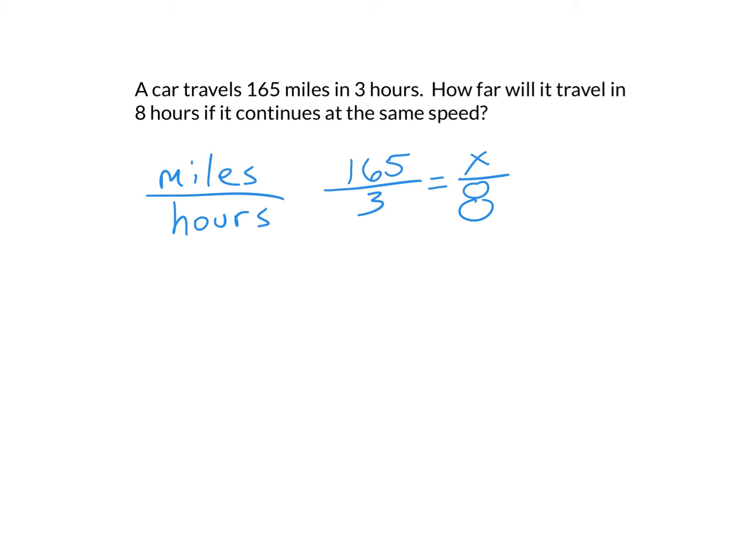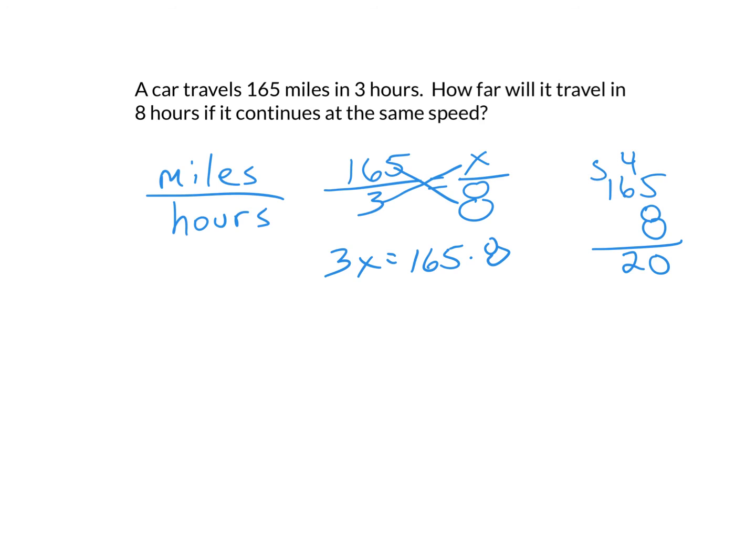Now I'm going to do my cross multiplication. I know that 3x has to equal 165 times 8. If I multiply 165 times 8, 5 times 8 gives me 40. 6 times 8 is 48, plus 4 is 52. Regroup the 5. 1 times 8 is 8, plus 5 gives me 13. So I have 3x is equal to 1,320. Now I just need to divide 1,320 by 3.